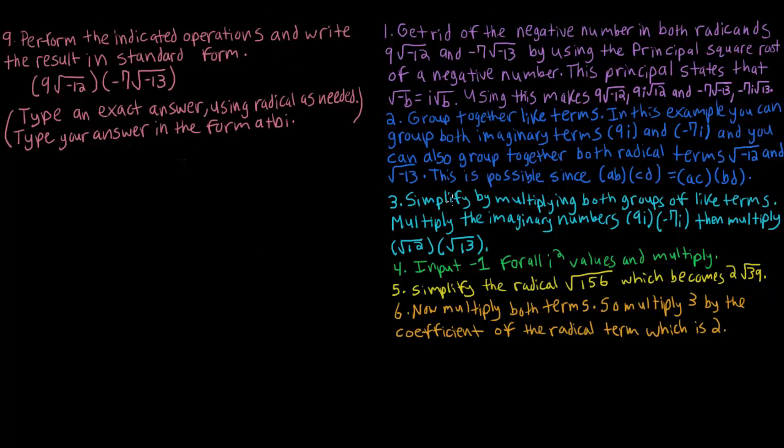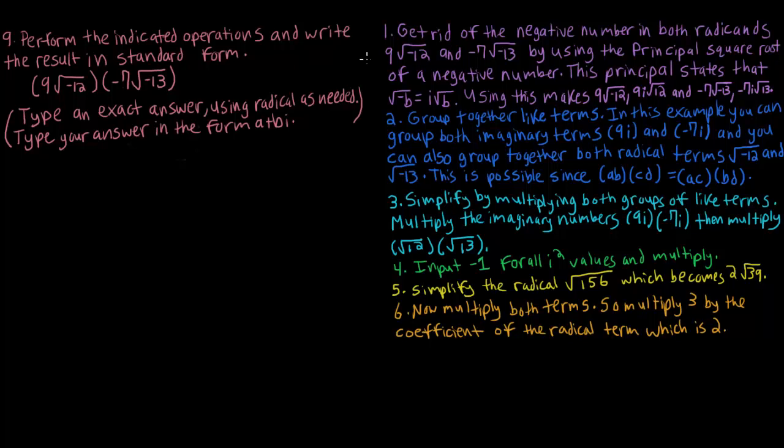9. Perform the indicated operations and write the result in standard form. 9 square root of negative 12 in parentheses times negative 7 square root of negative 13 in parentheses. Type an exact answer using radicals as needed. Type your answer in the form a plus bi.